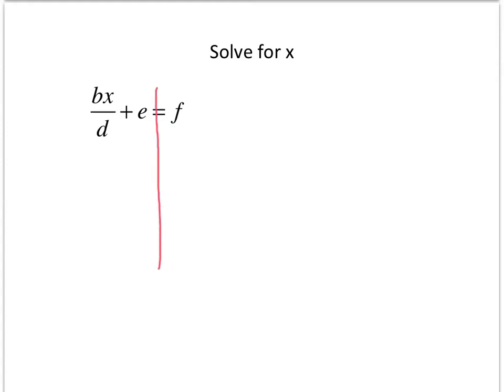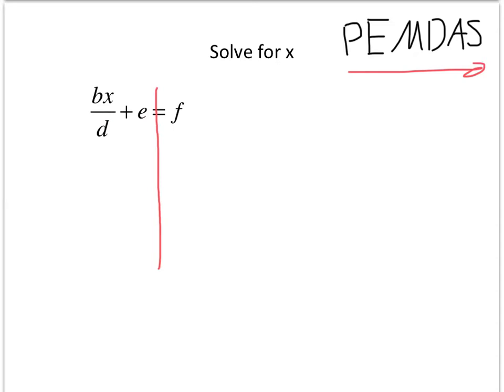Just as a reminder, I can write the order of operations up here, PEMDAS. And normally, when we're simplifying, we go left to right, but because we're not simplifying, we're solving, we're going to go right to left, the opposite of the order of operations, and I can see that the first thing I should deal with is our addition and subtraction. So I'm going to deal with this.